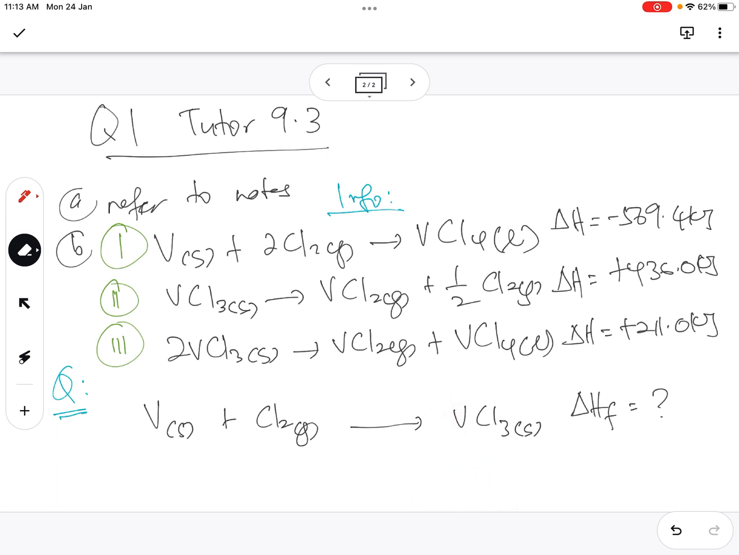However, the equation is not balanced, so we have to balance the equation. Vanadium is balanced. VCl3 is not balanced because chlorine is not balanced. One side is chlorine 2, the other side is chlorine 3. So what we're going to do is balance by adding 3/2. Okay. Now the equation is balanced. So far okay tak guys?